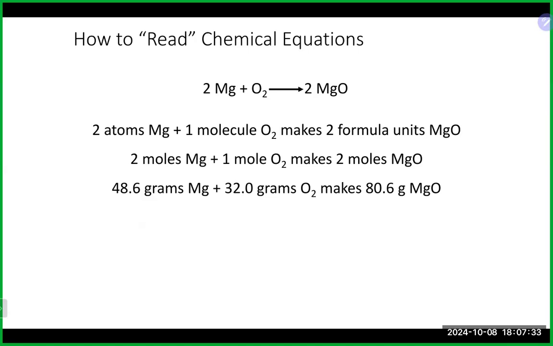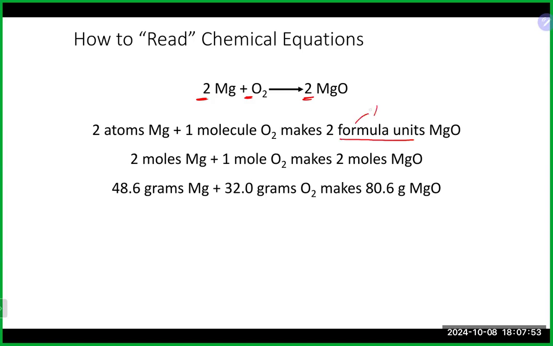When we look at this, we can read this equation a couple different ways. Just looking at the coefficients here, we could say that there are two atoms of magnesium react with one molecule of O2 to form two formula units of magnesium oxide.